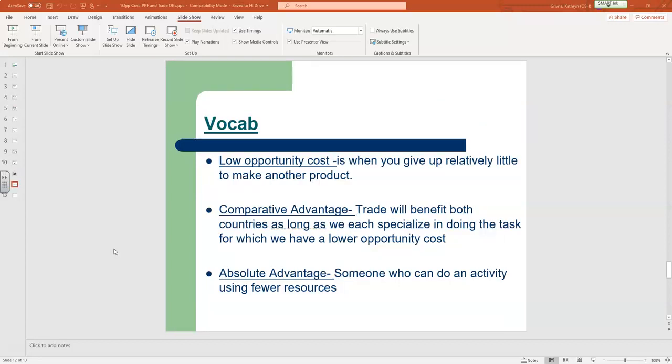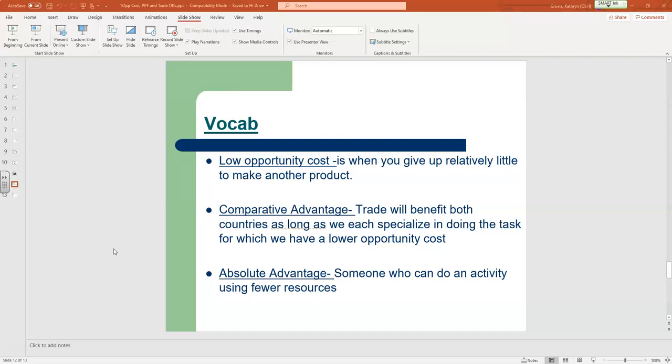Then lastly, we just have a few vocab terms. Low opportunity cost is when you give up relatively little to make another product. That's an ideal situation. If you're making something and you don't have to give up that much to make it, that's pretty good.